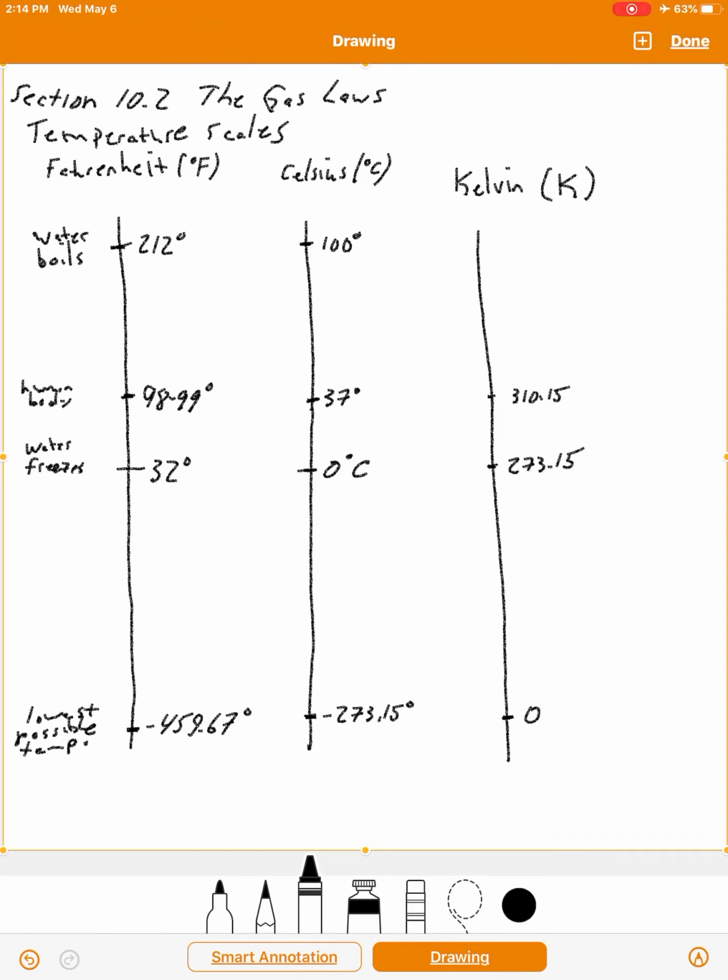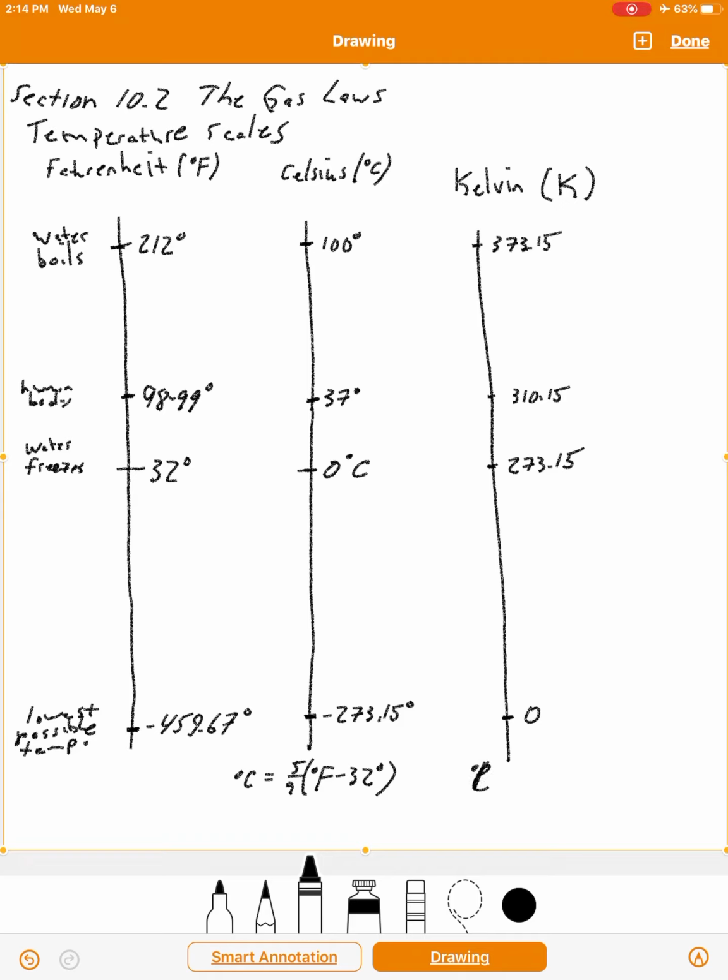310.15. And then 100 would become 373.15. Okay? So the conversions are degrees Celsius is equal to 5/9 times degrees Fahrenheit minus 32 degrees.